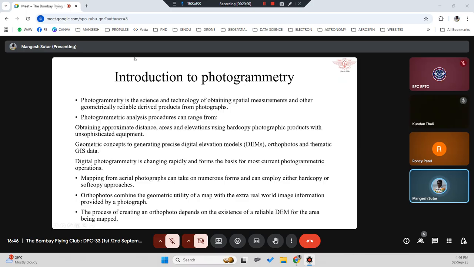Maybe they had to revisit the tower and capture the data again, or maybe the timing of capturing the data was not good at that point in time. The sunlight was not feasible for that particular angle and all that. So a lot of challenges were there earlier.